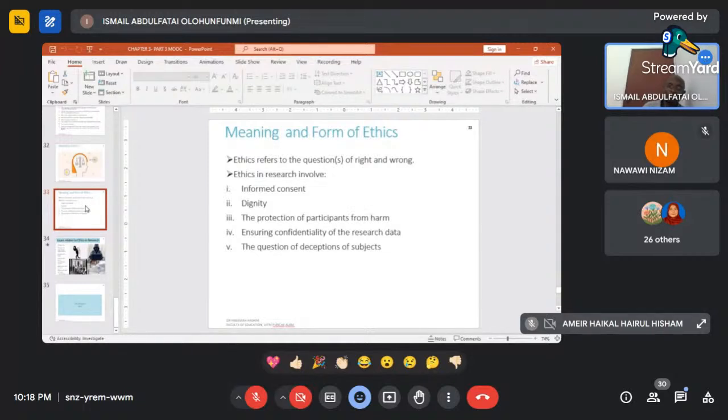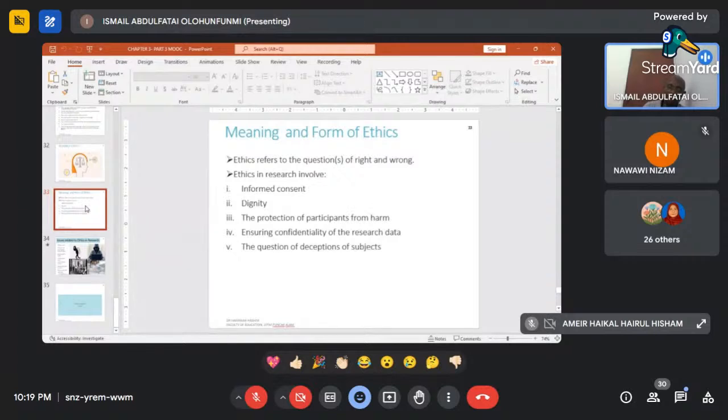Dignity. You must be a righteous person. You must not be dishonest. That's what is called dignity, meaning that whatever you want to collect is what you need to collect. You must not lie to the respondent. You must not manipulate the result to suit your own purpose. That is the aspect of dignity: good behavior, good character, and honesty. Then, the protection of participants from harm. If you know that the research you want to do will harm the participant, you must not do it.